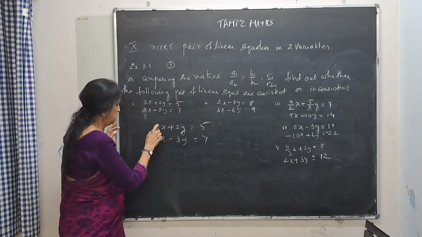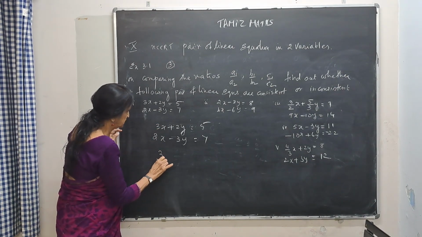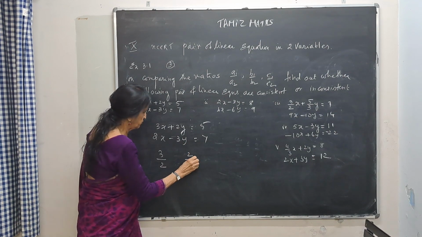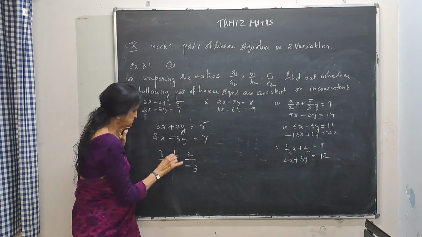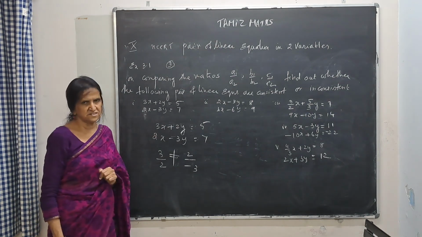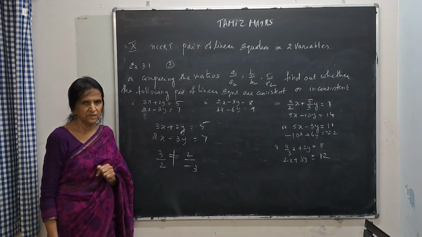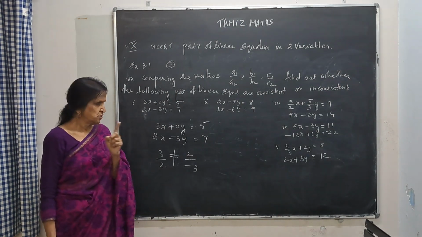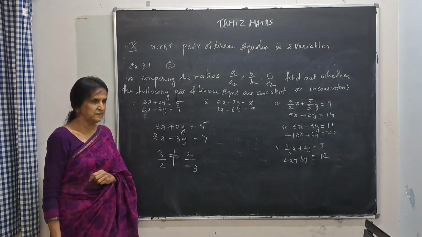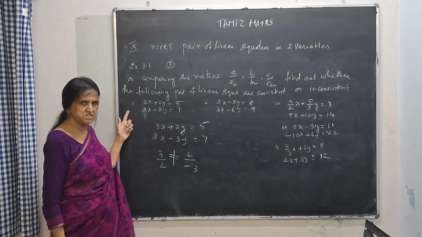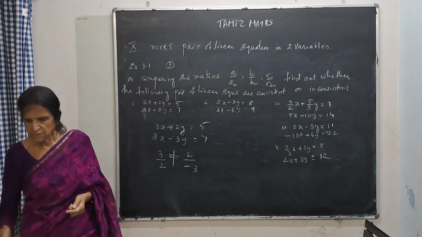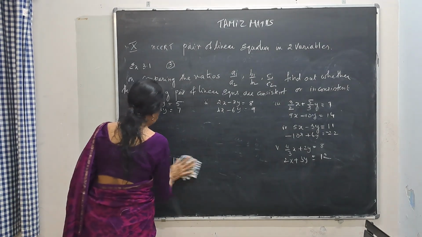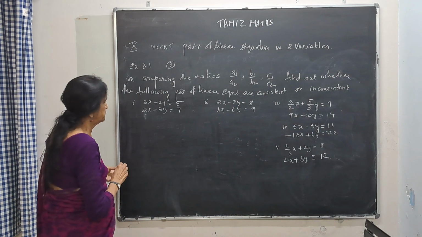Now look here. A1 by A2, B1 by B2. Not equal, no? That means this is consistent. For your extra information, this is consistent with only one solution. You draw the graph of this, they will meet at one point. This is problem number 1, subdivision 1. Now subdivision 2.